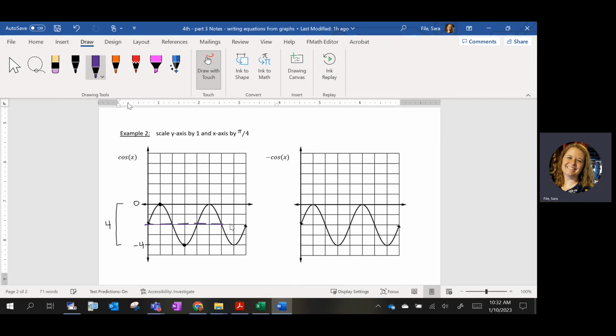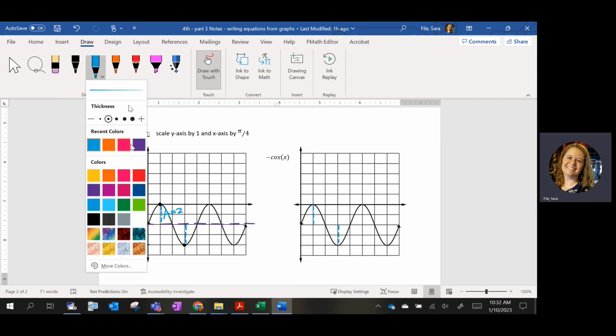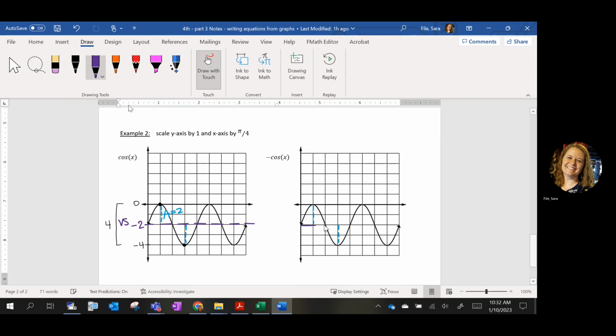So I'm going to go ahead and draw my midline, label that as my vertical shift. So the vertical shift is -2. You said the amplitude is 2. Doesn't matter if you measured from the low or the high to that midline. And that's the same on this graph over here, right? No change. Same amplitude, same midline, vertical shift.